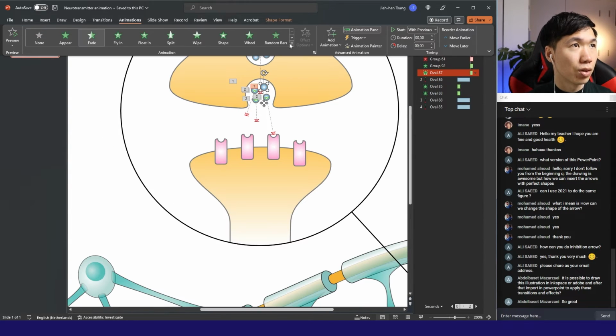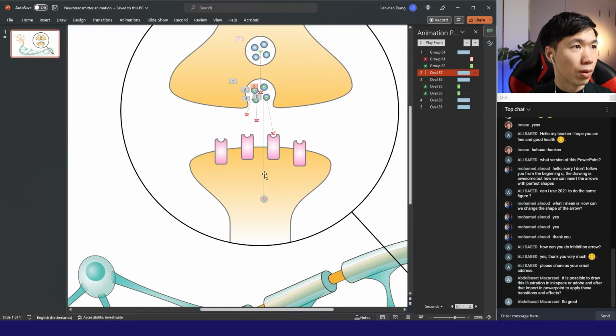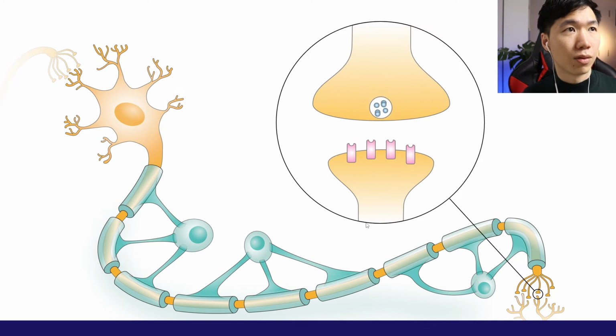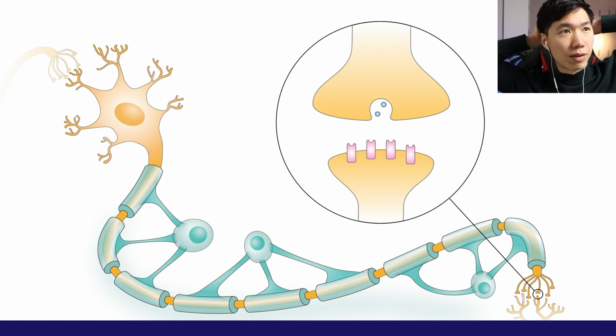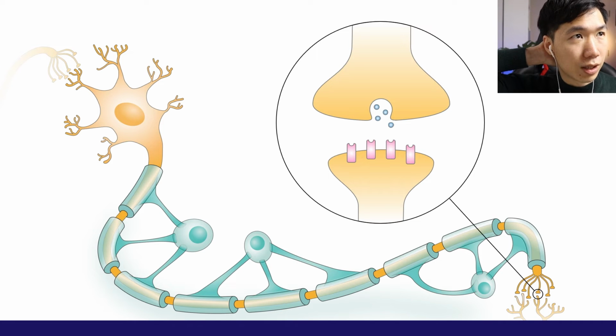Let me see animations and lines. Yeah, let's see where we want it to end. Let's end it here. Maybe here. Okay. Let's see. Okay, we accidentally replaced some of the entrance animation, so we need to fix it.